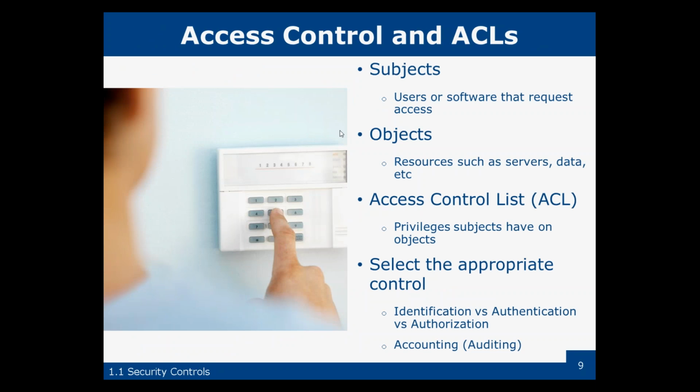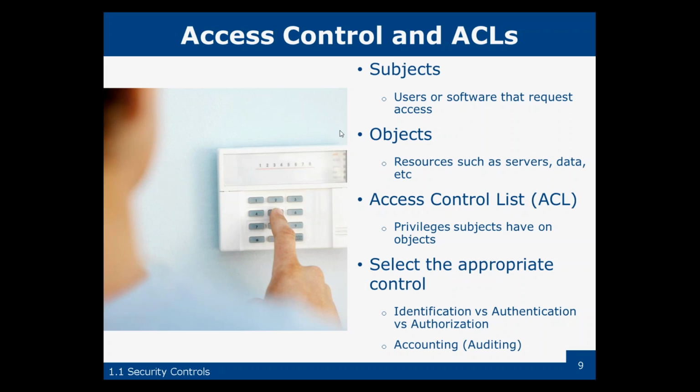Access control and access control lists in this thing, and these are the security terms: subjects, objects, and then access control lists. The subjects are the users of the software, the yous and the me's of the world that use these things. The object is the resources like the server, the data. The objects are the things that we're trying to get, and the access control list is something that grants privileges to the subjects to access the objects.